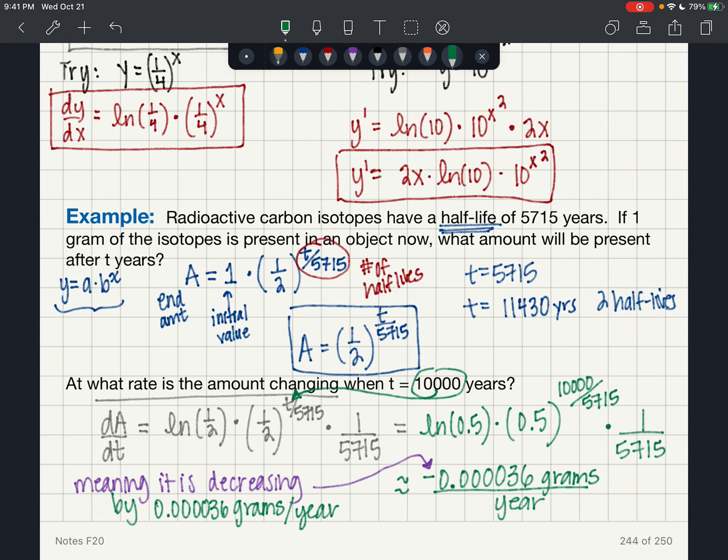And that's a word problem. There you go. There's an application of how we would find the rate at which an amount is changing after 10,000 years when we're dealing with an exponential function.